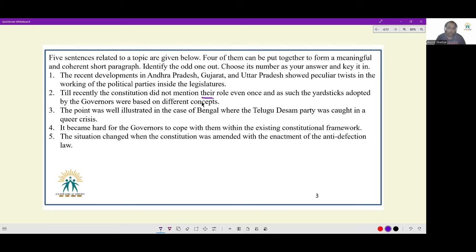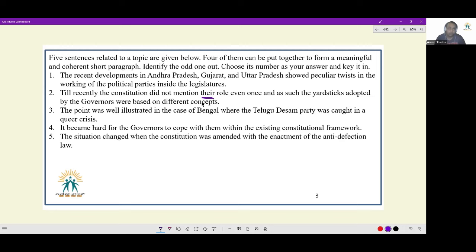The point was well illustrated in the case of Bengal, where the Telugu Desam party was caught in a queer crisis. It became hard for the governors to cope with them within the existing constitutional framework. The situation changed when the constitution was amended with the enactment of the anti-defection law.